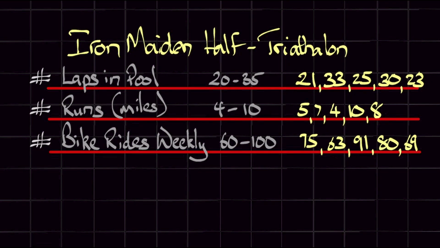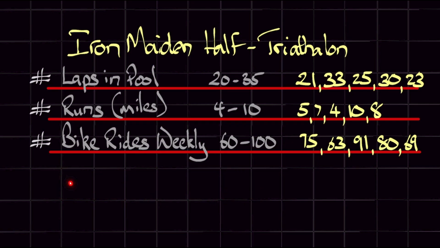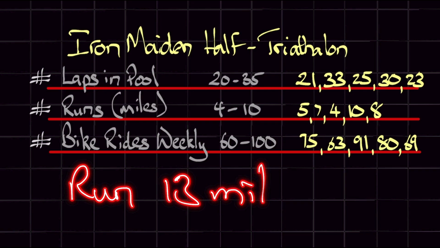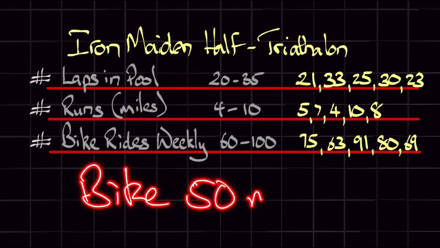In fact, why don't we have you do one right now? The Iron Maiden Half Triathlon is an incredible race. It's made up of 3 parts. You swim for 1 mile. As soon as you're finished with that, you run a half marathon, which is just over 13 miles. Get out of your running shoes into your biking shoes, and then you bike 50 miles.